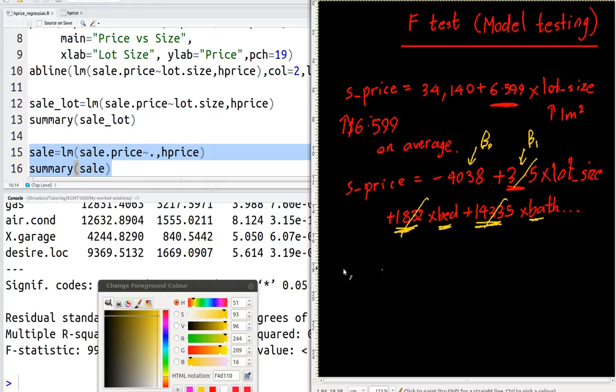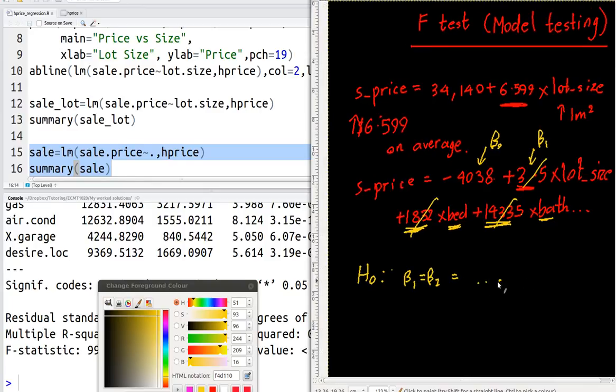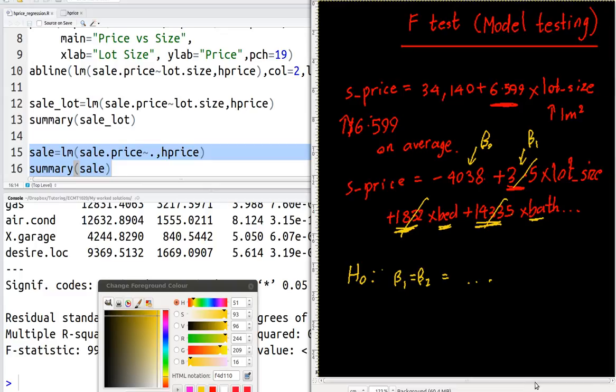Okay, so for the F test, the null hypothesis is going to say: is beta 1 equal to beta 2 equal to, in this case, beta 11, equal to 0? Just notice over here that I didn't actually include beta 0. So you never try and test beta 0. This one is a no-no. I'll tell you the reason why.